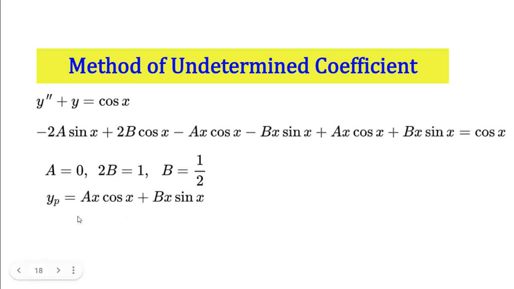So now we can replace our values, but you can find that a will go out because a is already 0. So putting a out, we will have our particular solution to be equal to 1 over 2 x sin x.